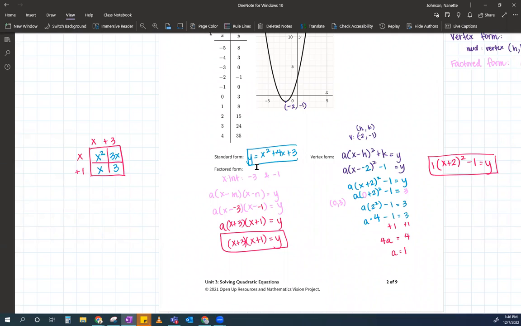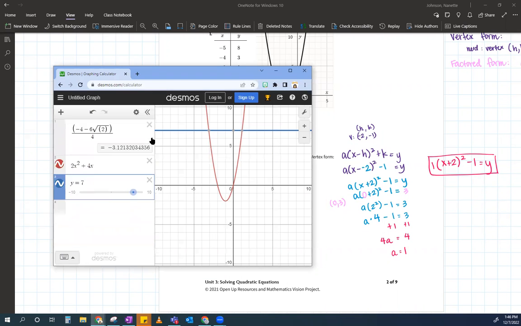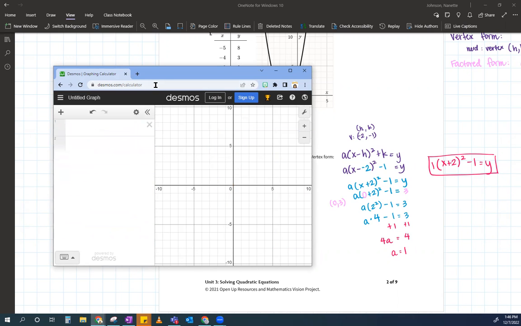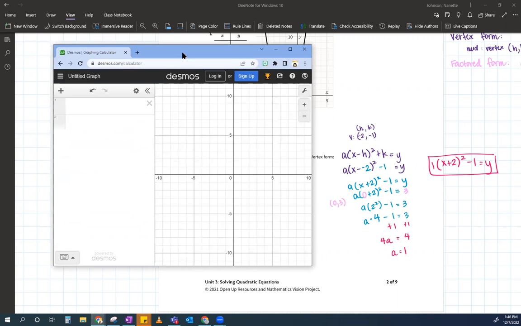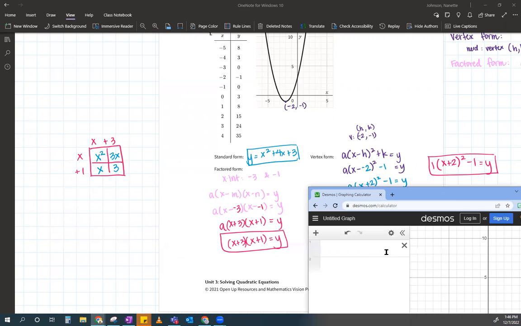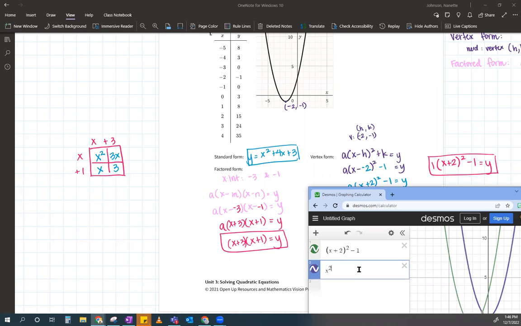And then I know you guys are going to ask me the money question: Ms. Johnson, how do I check my answer? What I would do to check my answer is graph all three of these. What should happen when I graph all three of these? So let me start entering them in. This one is parentheses, x plus 2 quantity squared minus 1. Then x squared plus 4x. Someone tell me what should happen as soon as I hit plus 3?